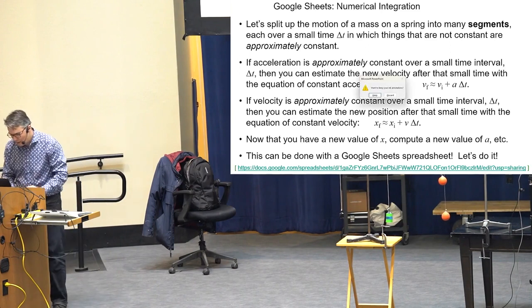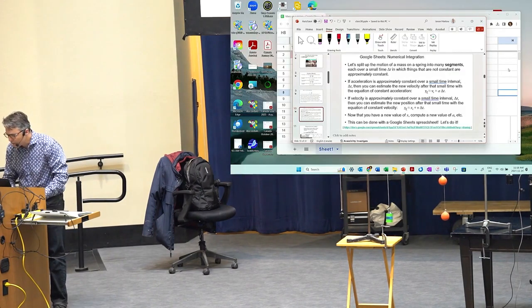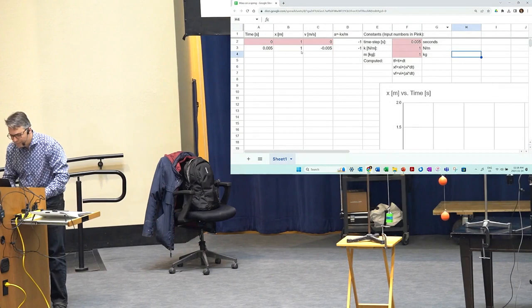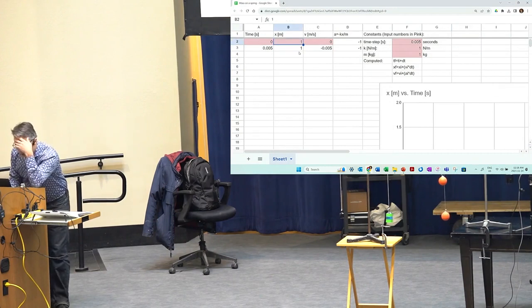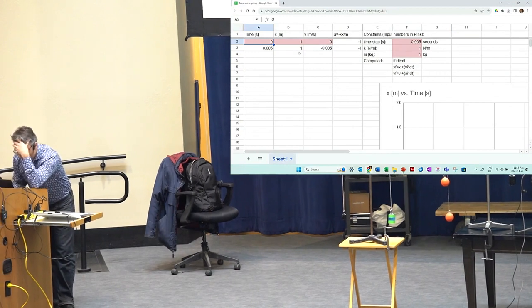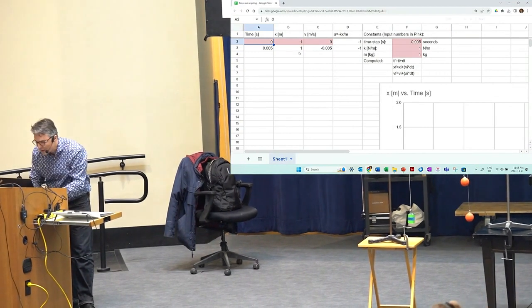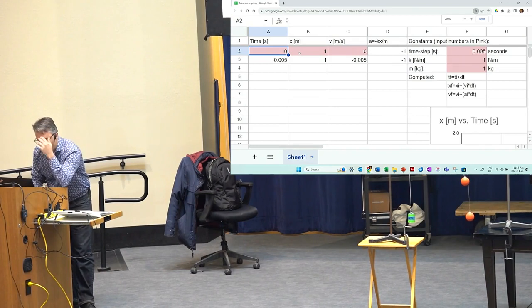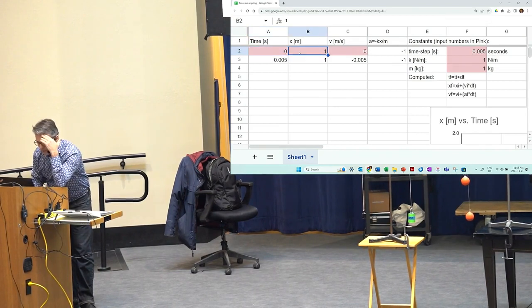So let's try it out. So what I have tried doing here, the pink cells on my Google Sheet, want to expand it a little bit? A little bigger here. These are just numbers that I've typed. They're kind of like the input numbers. So time starts at 0, x starts at 1 meter.